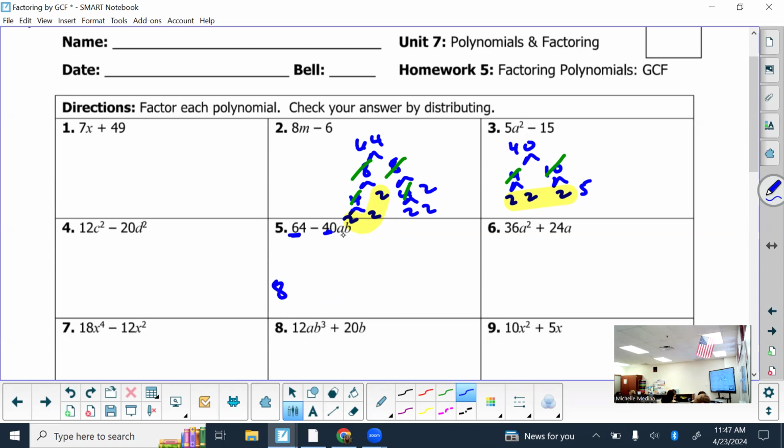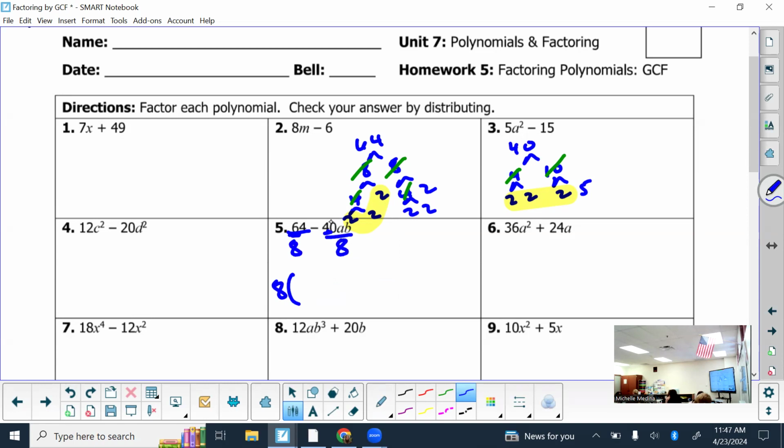Can I factor out any variables on this one? I cannot, because they both don't have an A and they both don't have a B. It has to be present in all of them if it's going to be factorable for the variables. So for this one, my GCF is just 8.